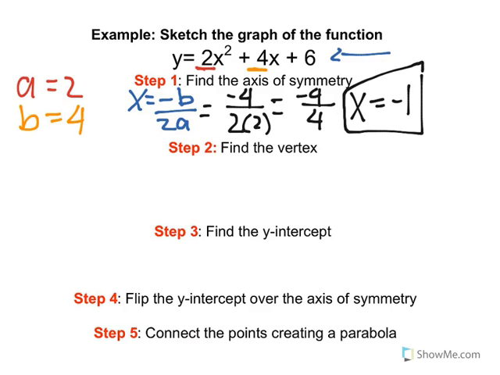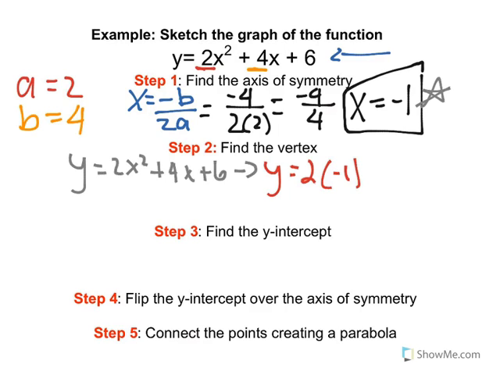The second step was to find the vertex. To do that, we take our x value from above and we substitute it in for anywhere that we see x in the function. Our function was y equals 2x squared plus 4x plus 6. So now let's substitute it in. We have y equals 2 times negative 1. Make sure you put it inside parentheses. Squared plus 4 times negative 1 plus 6.